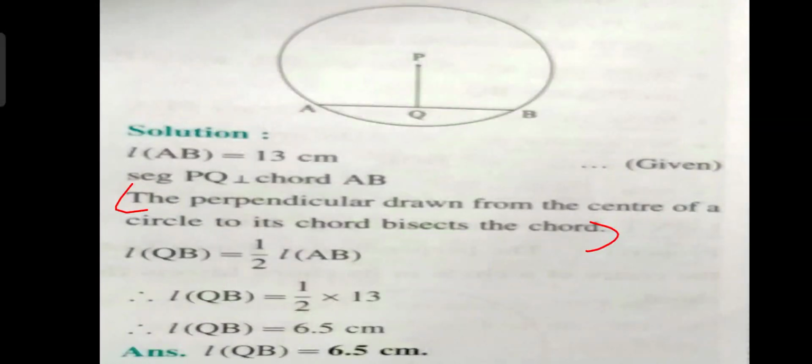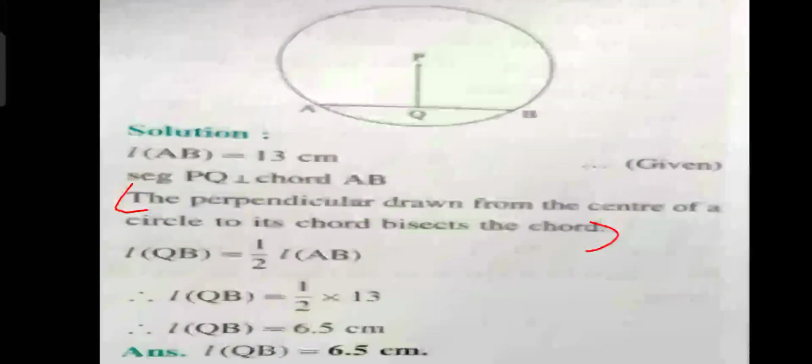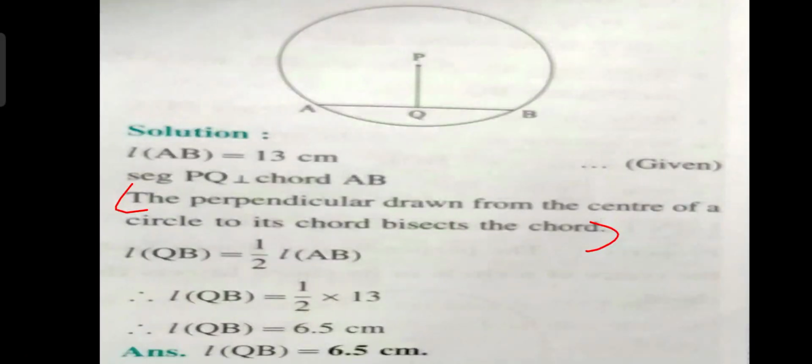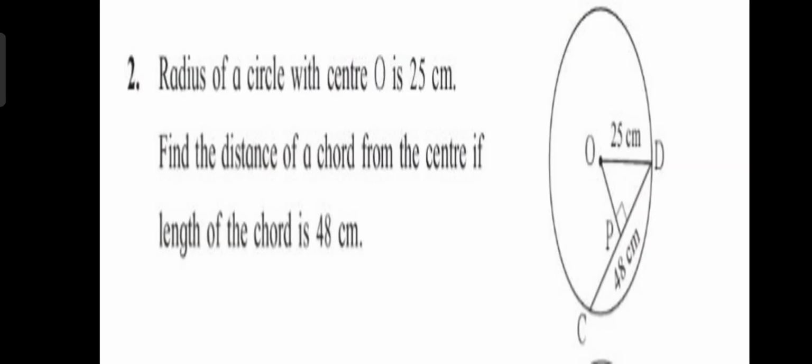So let's go further. Length QB is equal to half length AB, that is given as per the property, as per the formula. So therefore length QB is equal to half into 13, therefore length QB is equal to 6.5 centimeter.